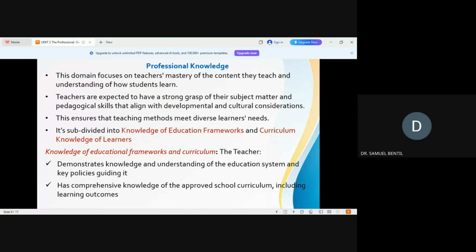Now we have the National Teacher Standard, which is an educational policy that you must familiarize yourself with. We have the NTEF, which is also an area you must focus on whenever you are developing a curriculum. And there are a number of areas with these standard policies that are brought on board that you must really know what is happening. You must also have comprehensive knowledge of the approved school curriculum, including the learning outcomes.